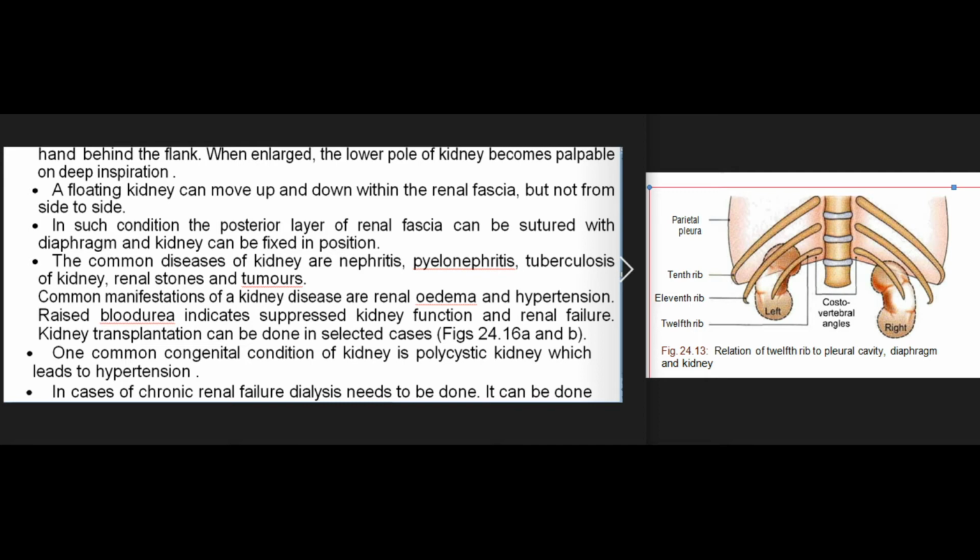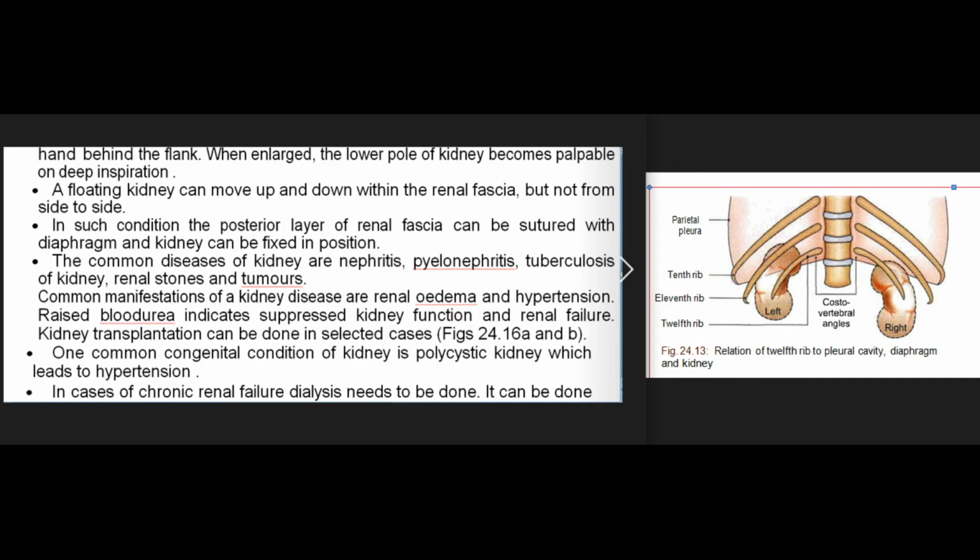The common diseases of kidney are nephritis, pyelonephritis, tuberculosis of kidney, renal stones, and tumors. Common manifestations of a kidney disease are renal edema and hypertension. Raised blood urea indicates suppressed kidney function and renal failure. Kidney transplantation can be done in selected cases, Figs 24.16a and b. One common congenital condition of kidney is polycystic kidney which leads to hypertension. In cases of chronic renal failure dialysis needs to be done.